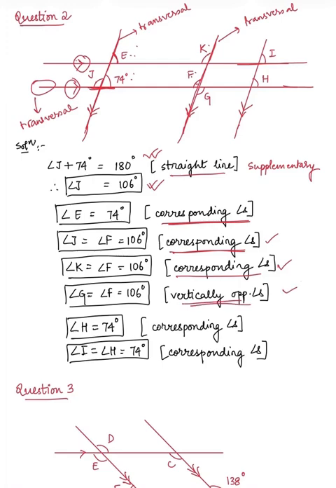Similarly, if we consider this part of it, then H will be equal to 74 degrees. Why? Because they are corresponding to each other. And then angle I will be equal to angle H because it's also corresponding based on this transversal. So this gives us the complete solution.